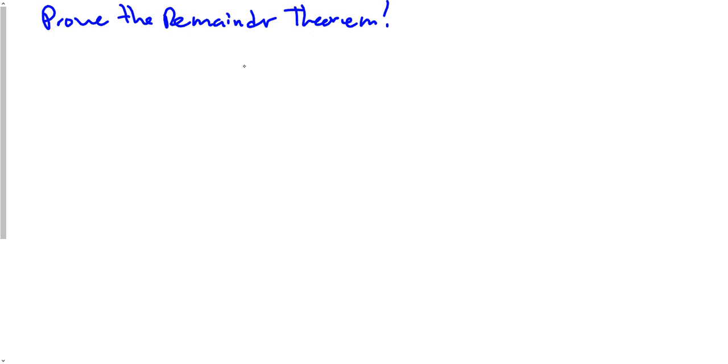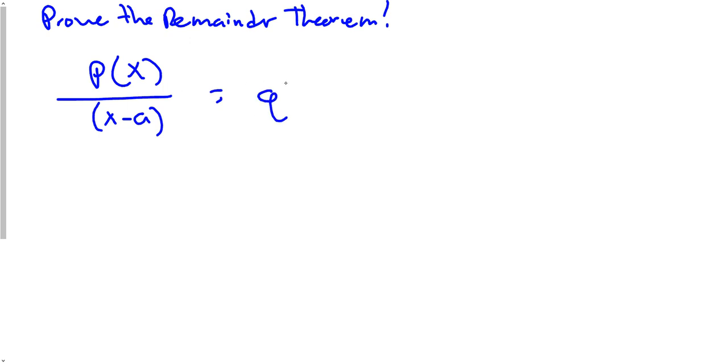So instead, let's say we actually try to divide. We're going to take P of X and we're going to divide it by X minus A. What you're going to get when you divide by X minus A is a division result, Q of X. Q is going to stand for the quotient, plus you get a remainder term, and we're going to call it R over X minus A.